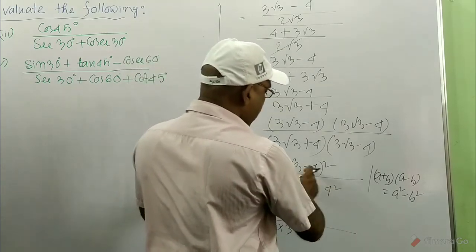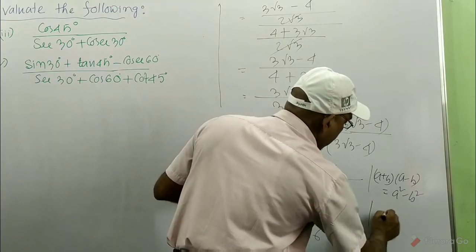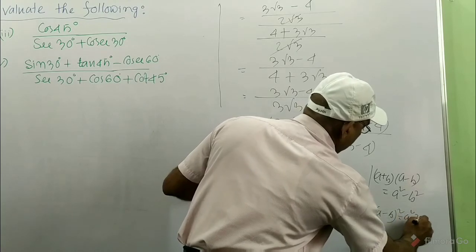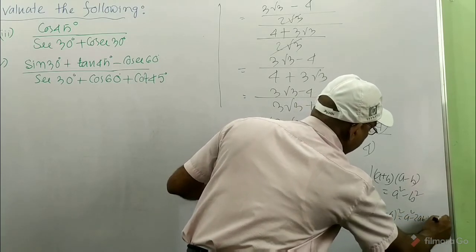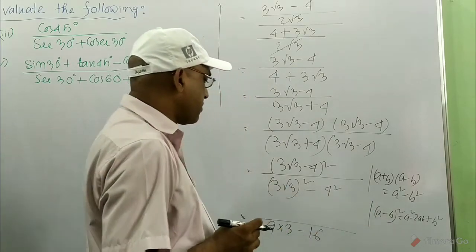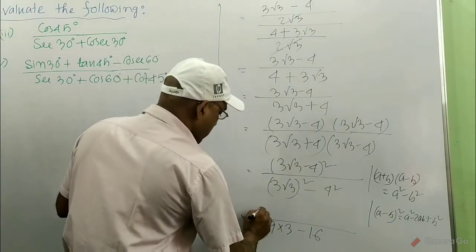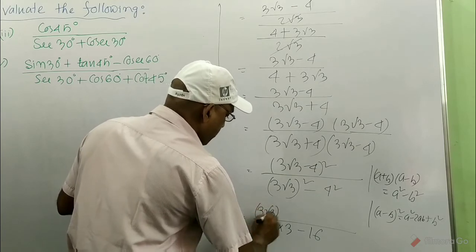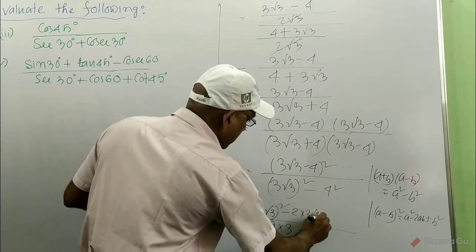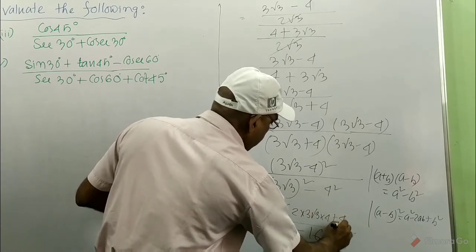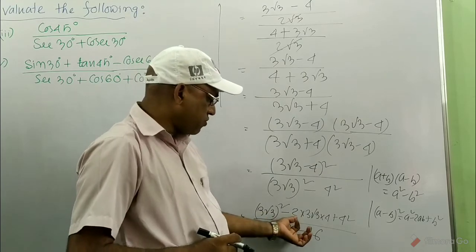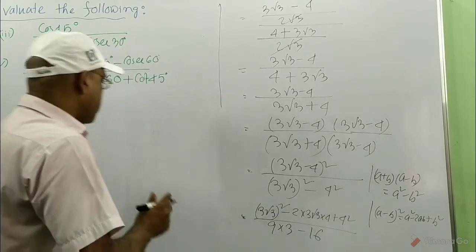And this is a minus b whole square. We know a minus b whole square equals a square minus twice ab plus b square. This is our second formula in our life. So a minus b whole square is a square minus 2ab plus b square. This is a, this is b.